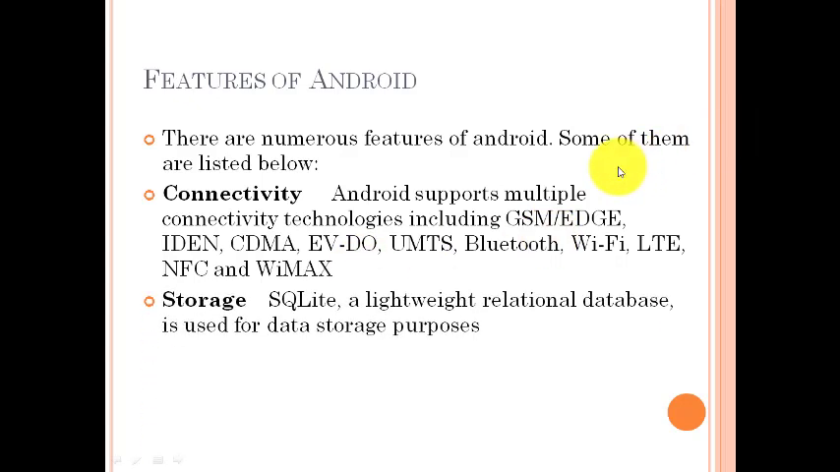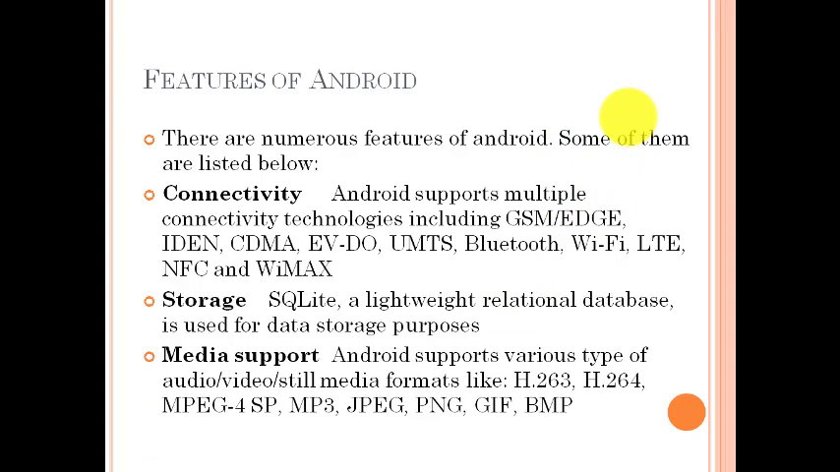Second feature is storage. Storage is required to store some data. SQLite is the basic lightweight relational database given by Android to store the data. It is mainly used for storage purposes. Media support: Android supports various types of audio, video and still media formats like H.263, H.264, MPEG, JPEG, MP3, JPG, PNG, GIF, BMP. All these extensions are supported in Android.